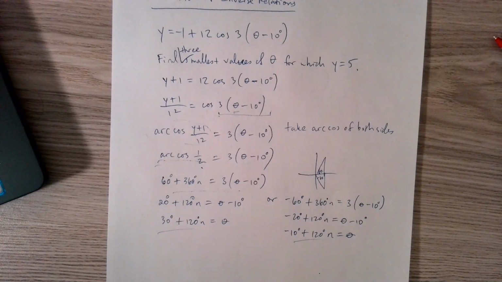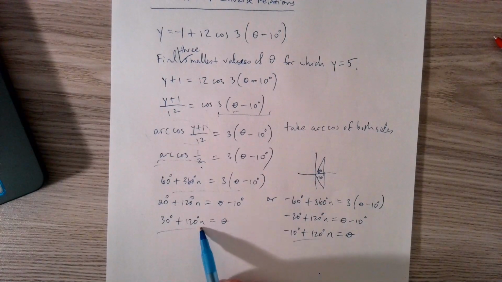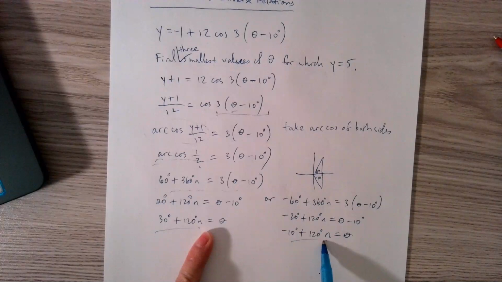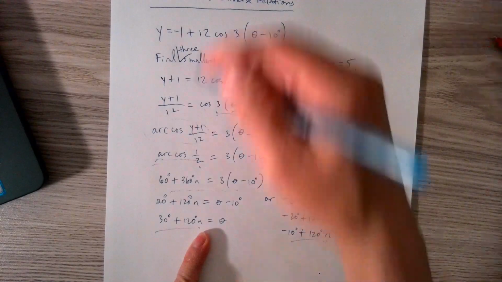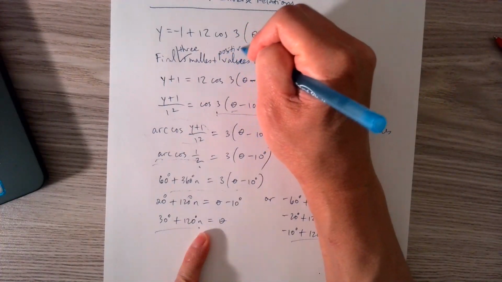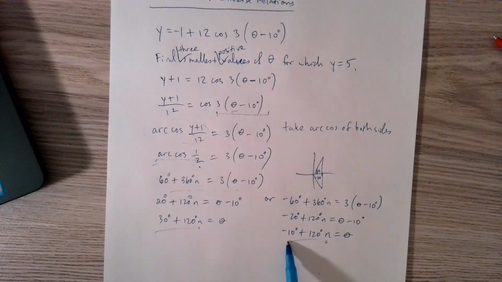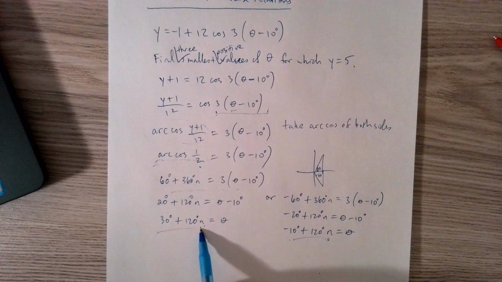And remember, I'm looking for the 3 smallest values of theta. Okay, lowercase n, that's going to be a whole number. And that includes 0, so I should try 0. If I try 0 in both of these equations, oh, sorry, I want positive values of theta. Okay, so if I plug in 0 here, on the right, I get a negative value, so I don't want that. If I put 0 in here, I do get a positive value of 30.